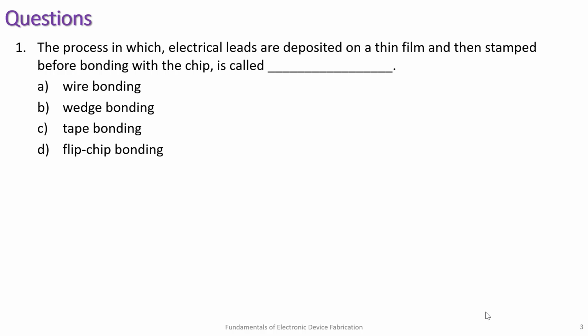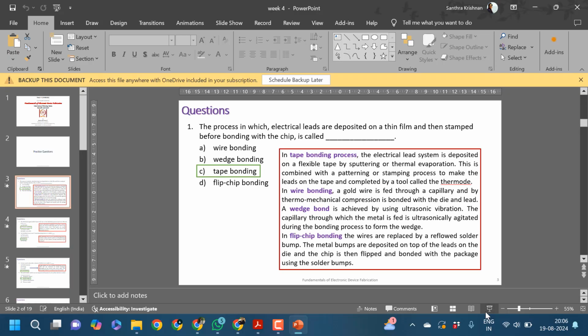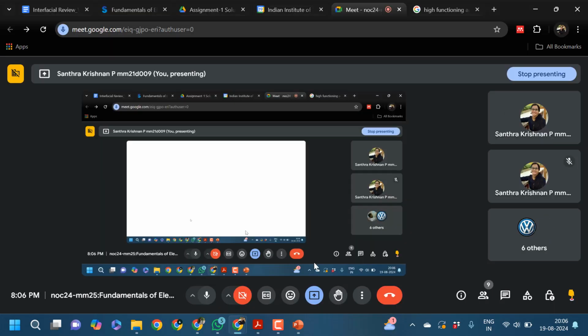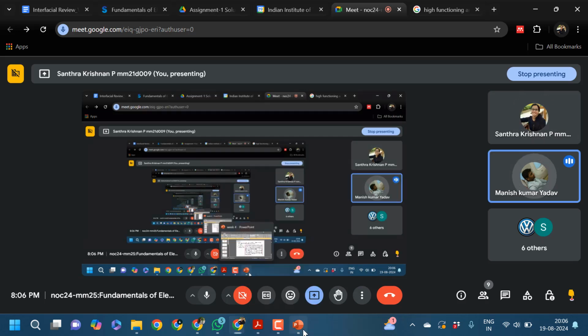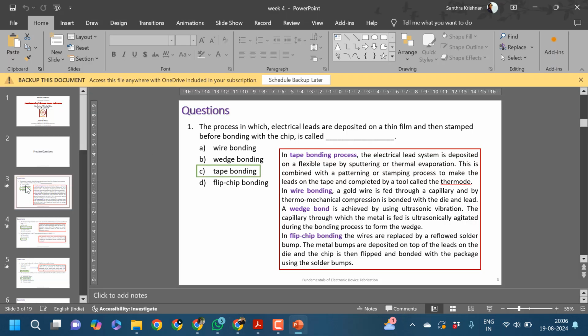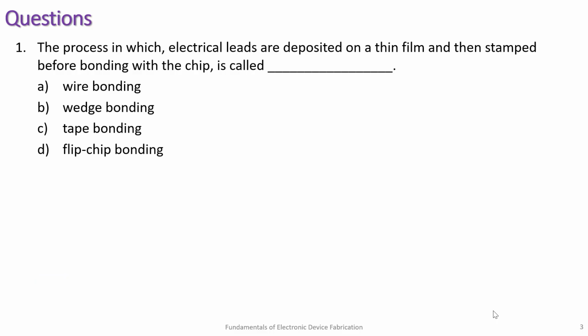Yeah. So first question, can you tell me the answer? The process in which electrical leads are deposited on a thin film... Sorry, actually the screen is not visible here. Now is it visible? Now okay, ma'am.